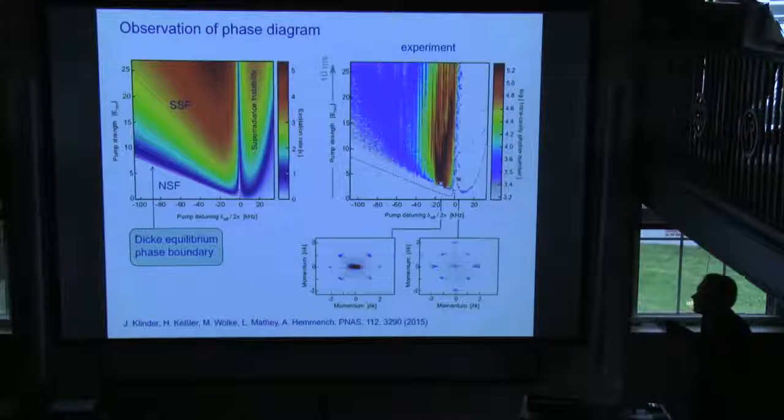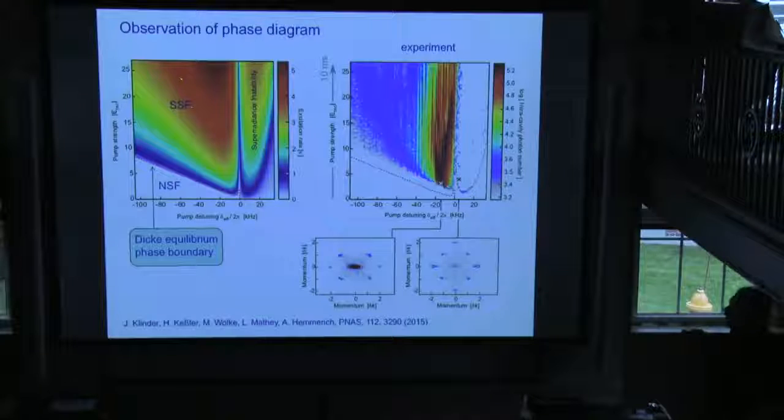Okay, this is a linearization analysis, a stability analysis, where the system is linearized around what I've called here NSF, a normal superfluid mode. So no scattering yet. The atoms are in the initial BEC. This analysis gives you the Dicke equilibrium phase boundary, and you see that all this Dicke physics happens on the left side from the zero here.